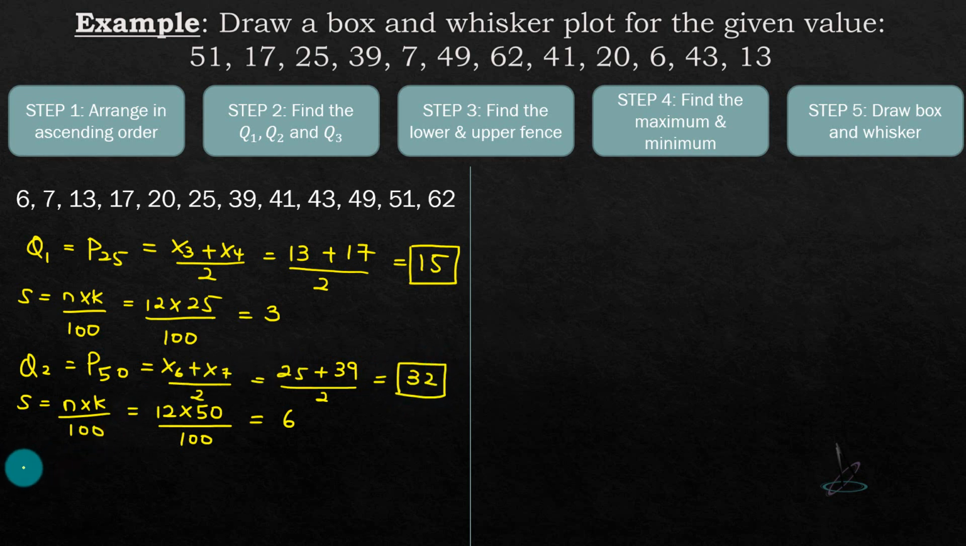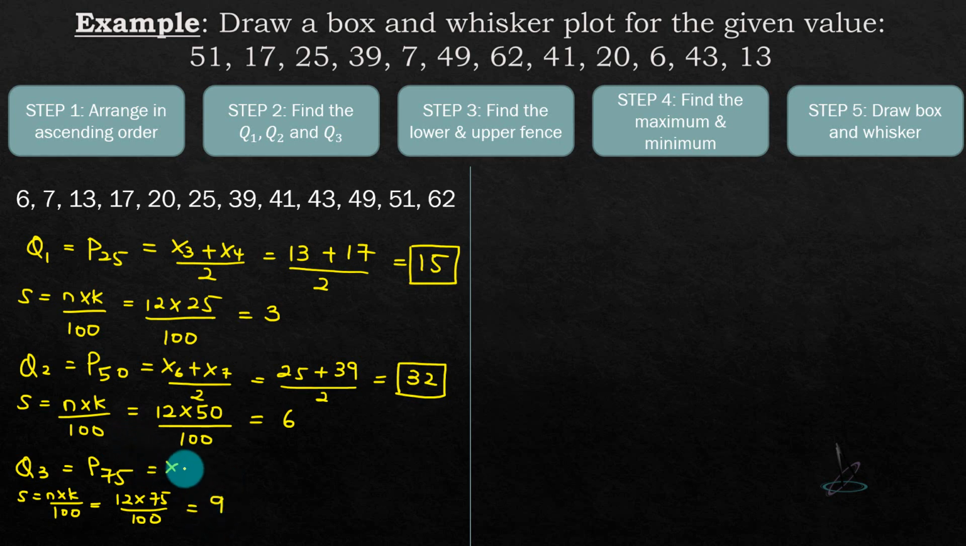Now proceed to calculate the third quartile. Q3 is equal to P of 75. S is equal to n multiplied with k over 100. So this is equal to 12 multiplied with 75 over 100. So this is 3 times 3, which is 9. Again, this is an integer.